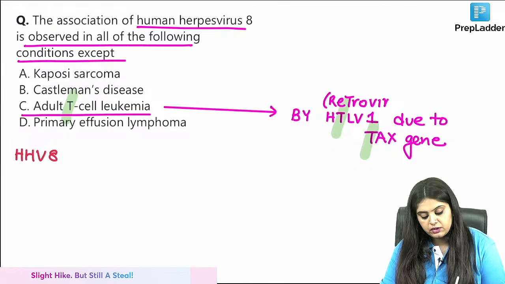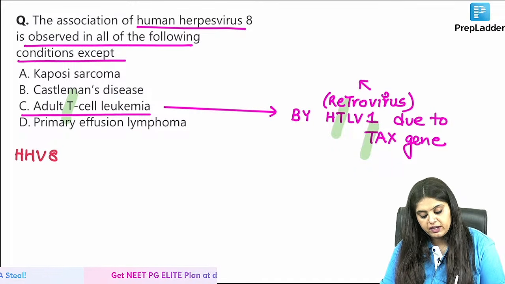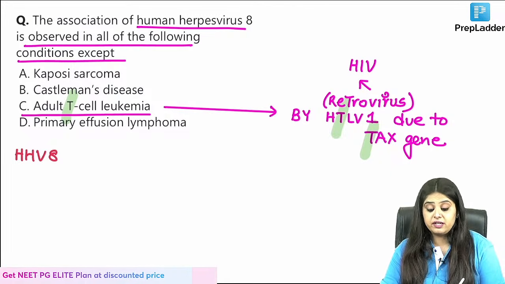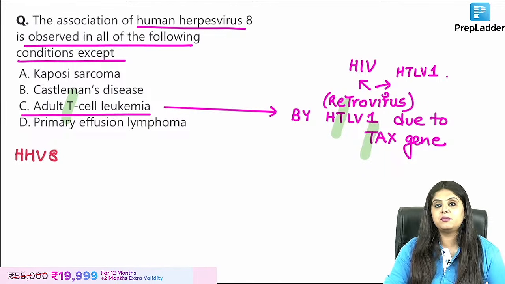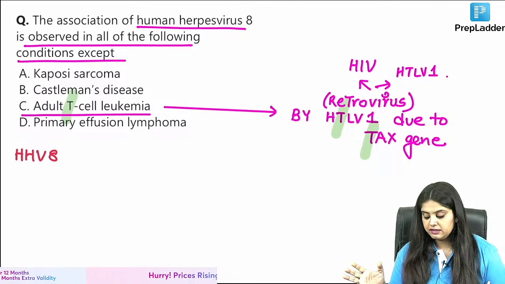It belongs to the retrovirus family, because all of you think retrovirus only has HIV. HIV is a retrovirus, but please note, other than HIV, HTLV1 is also a retrovirus family, and that causes adult T cell leukemia lymphomas.